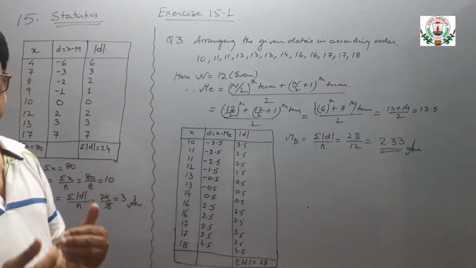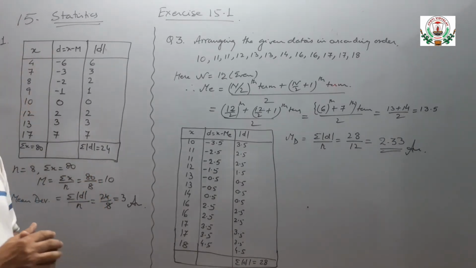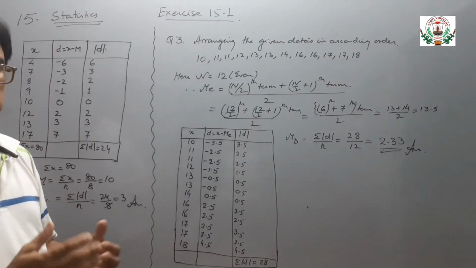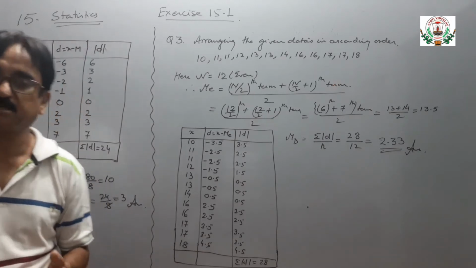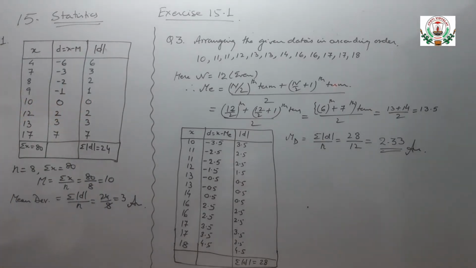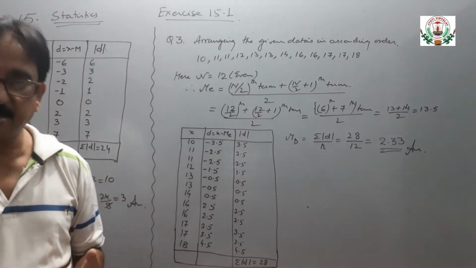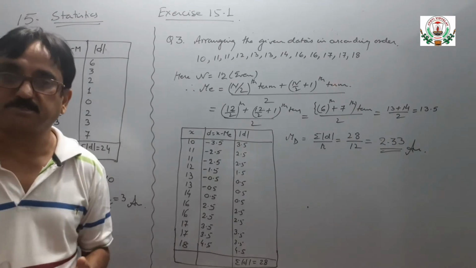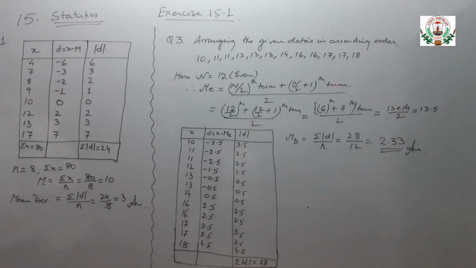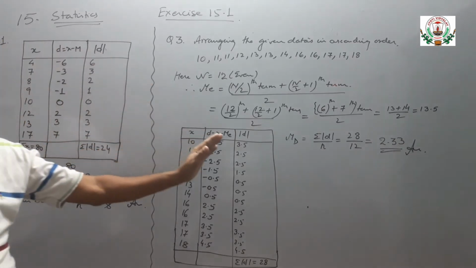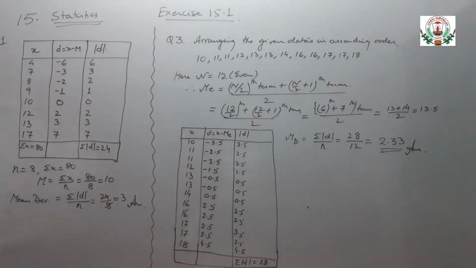So before starting exercise 15.1, I have sent you all the formulas of mean, median and mode as well as mean deviation and standard deviation through the broadcasting channel, and all those formulas and the concepts you have to write down in your fair notebook, and then only you will be able to solve these questions. So the first question is that we have to find out the mean deviation from mean.